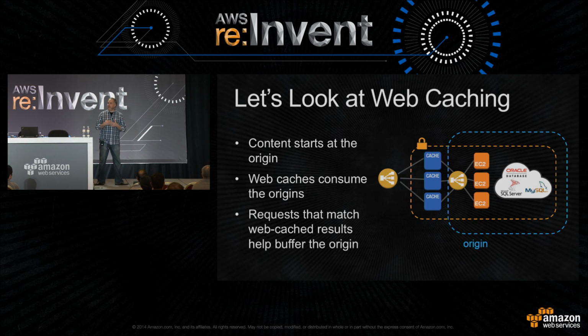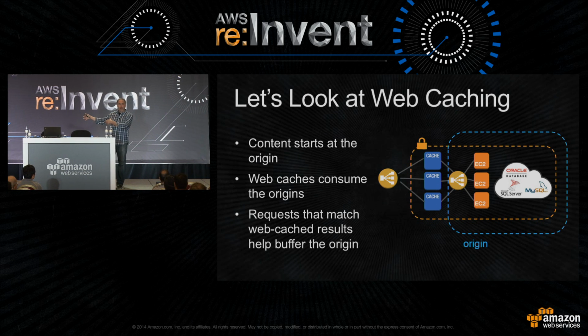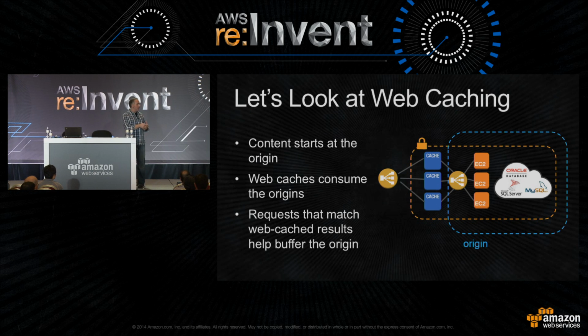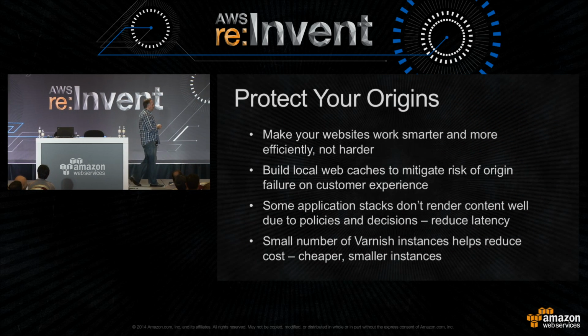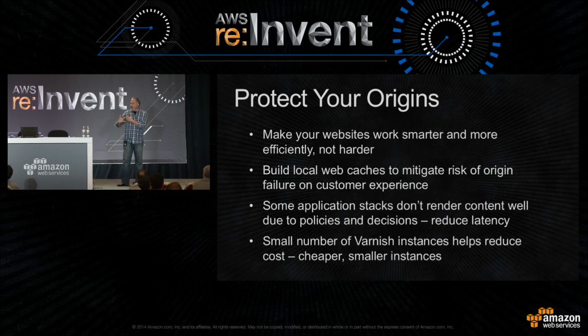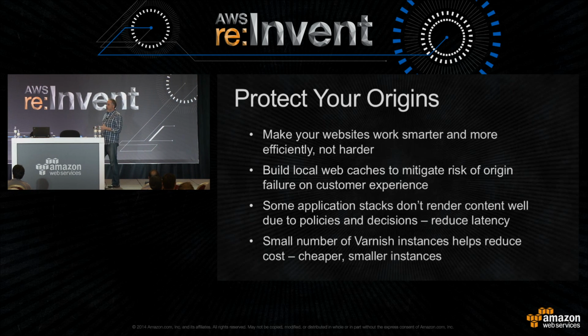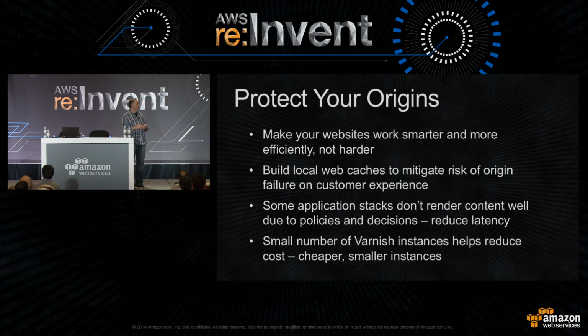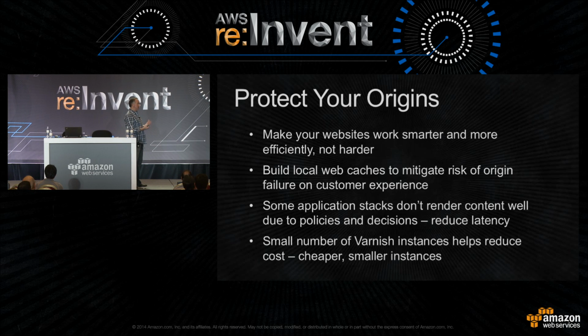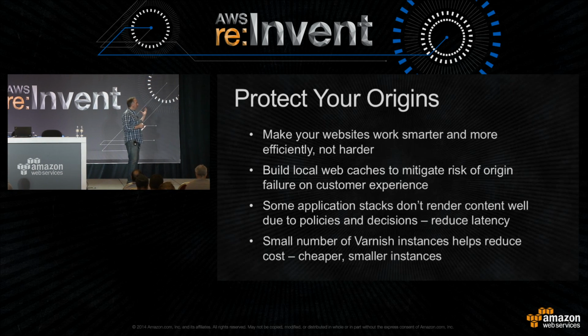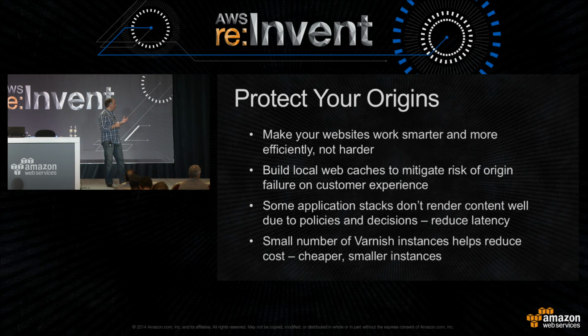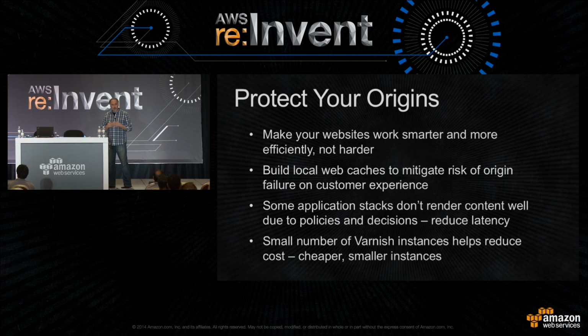And that's an important distinction between a web cache and a content distribution network. This also helps buffer against the origin. Why is that important? The key to a web cache's success is how well it can protect your origin. The origin being the source of your content delivery within the local VPC. It makes your websites work smarter and more efficiently, not harder.